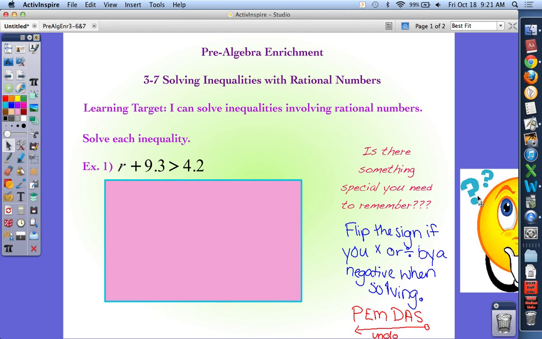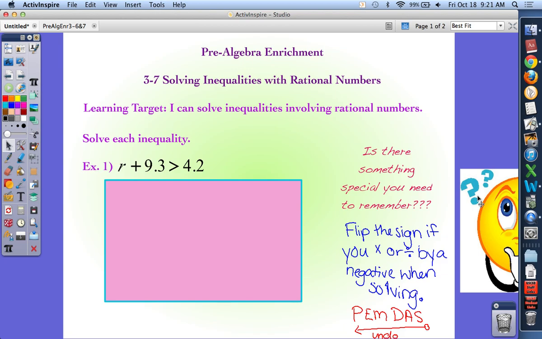Remember, when you are solving, you must flip the sign of the inequality if you multiply or divide by a negative number. That doesn't mean if you see a negative number in there somewhere, you're always going to flip the sign, only if during the process of solving you multiply or divide by a negative.